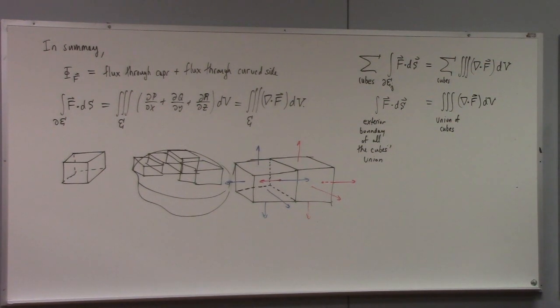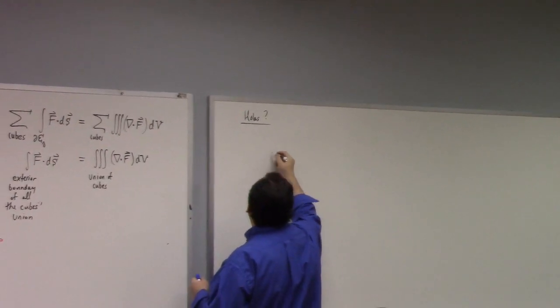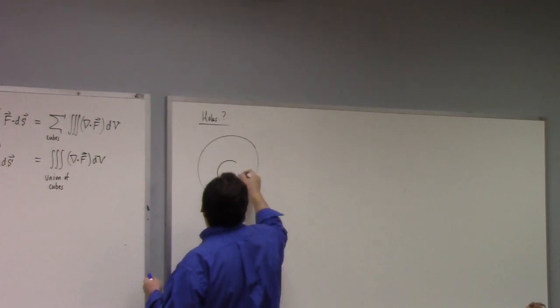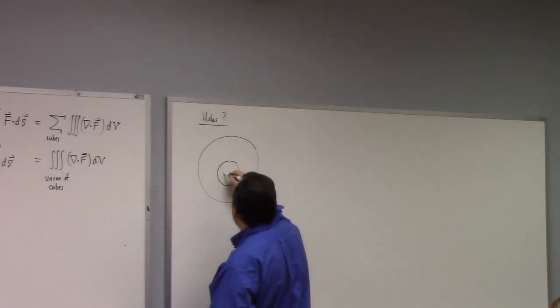What if you had a hole? So this is all for a simple solid. What would happen if your solid had a hole in it? How would that go? I don't know how to illustrate that. Suppose you have like that. So here's a hole.